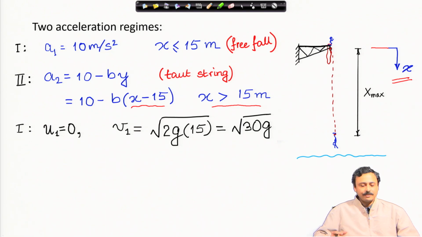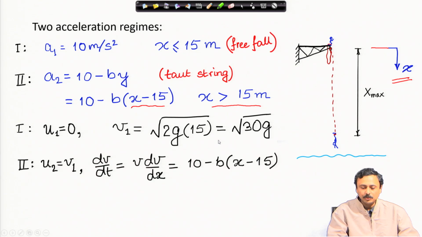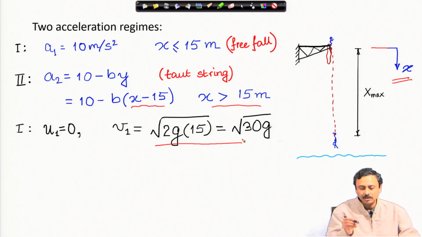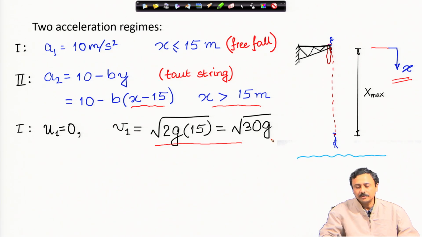Now, I start integrating. Acceleration is constant, and the jumper starts with 0 initial velocity. So, u1 is 0, and v1, that is at the end of the free fall, the velocity will be under root 2gh, that is all known to you. So, this is the velocity at the end of the free fall. So, it is under root 30 g, and g is 10. So, this is under root 300 meter per second.